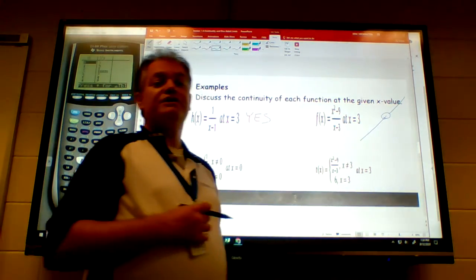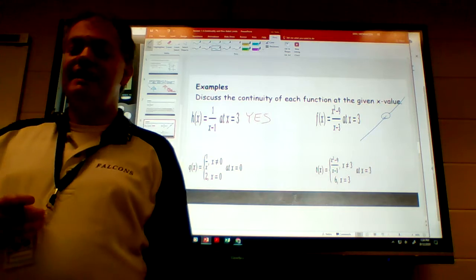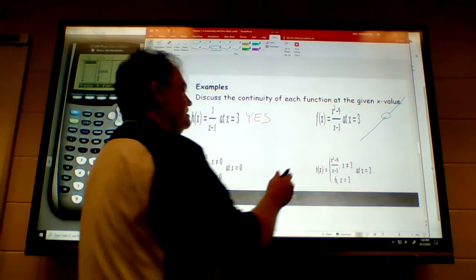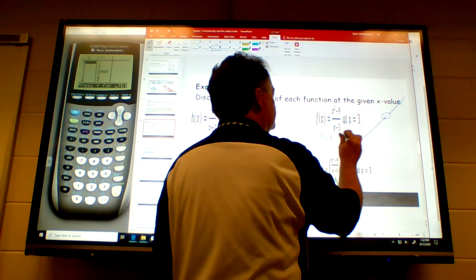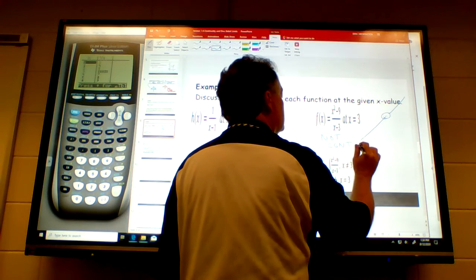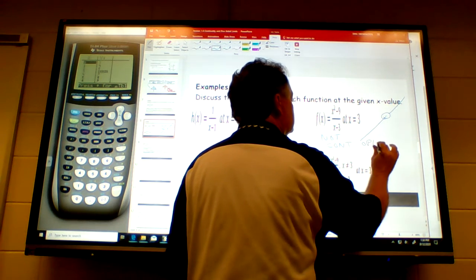It's going to look something like this. All right. So the question is, is it continuous? The answer is no. It is not continuous. Open dot.